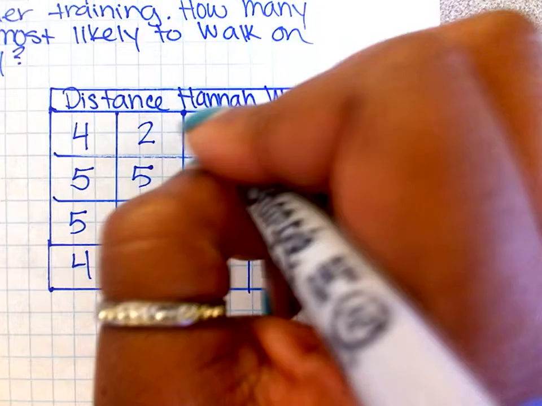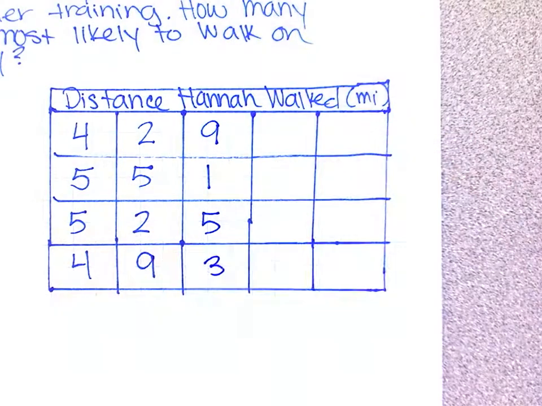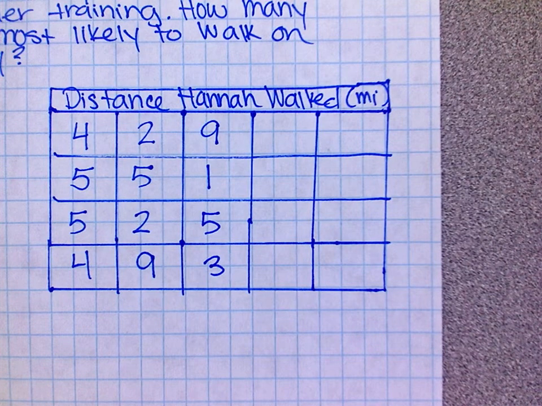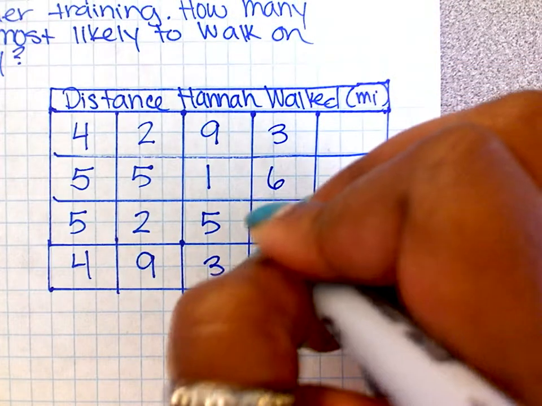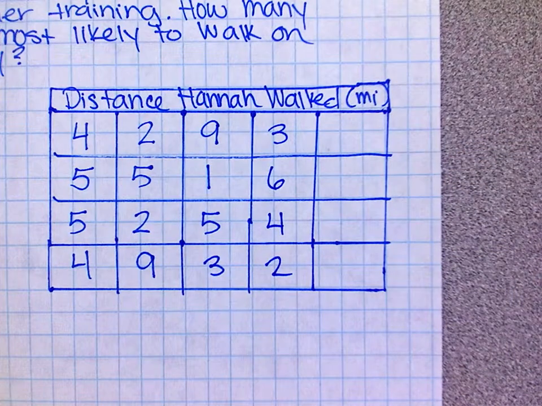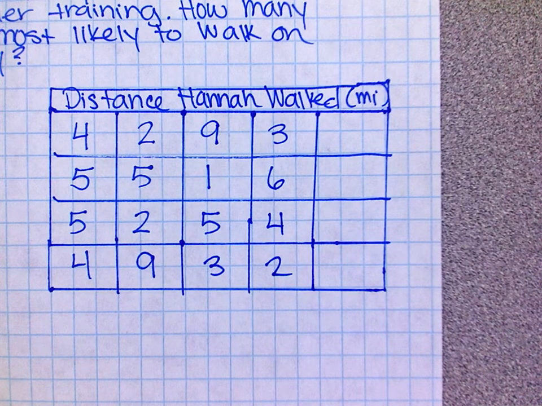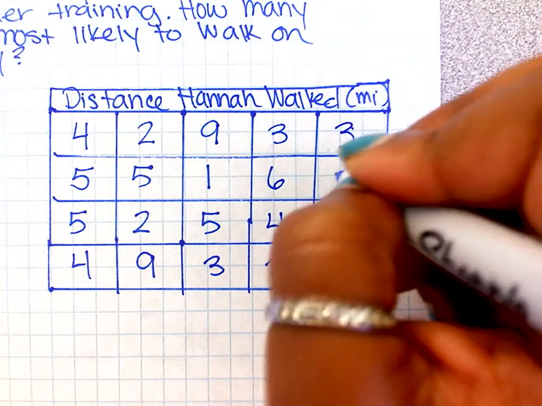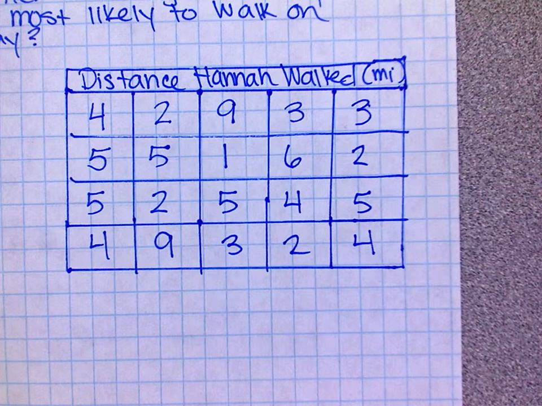Next column, 9, 1, 5, 3. 9, 1, 5, 3. Next column, 3, 6, 4, 2. 3, 6, 4, 2. Last one. 3, 2, 5, 4. So when they give you this graph, they give you a bunch of numbers.